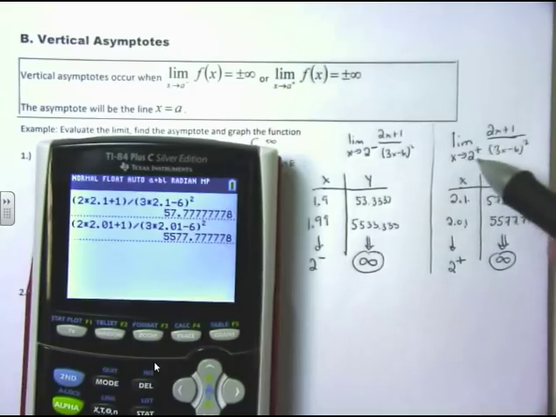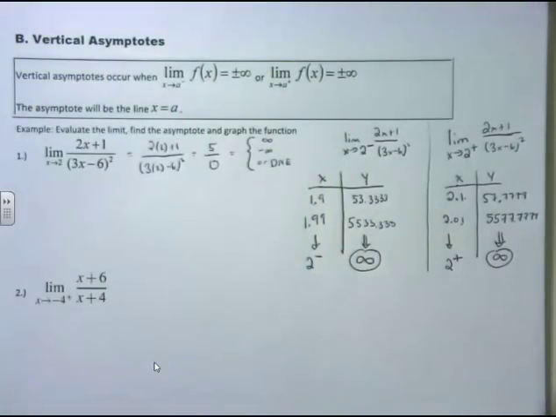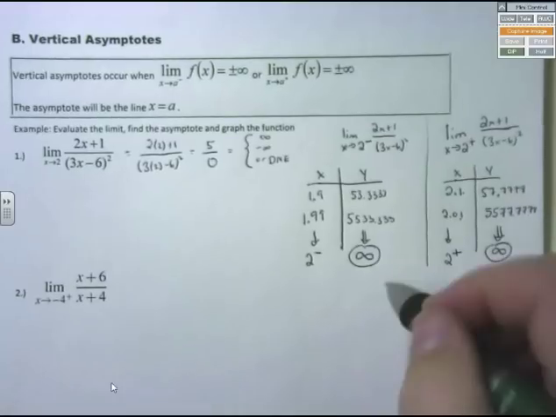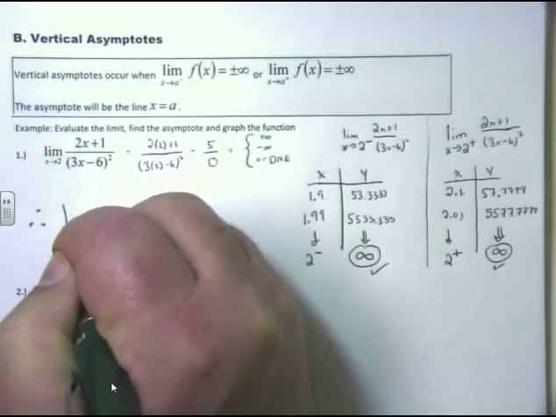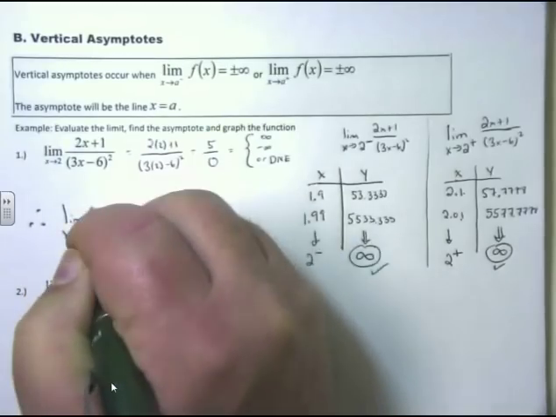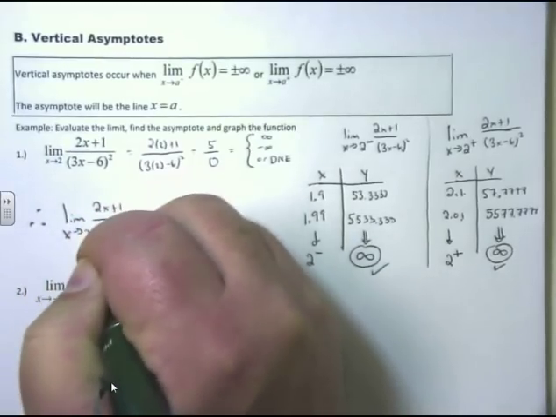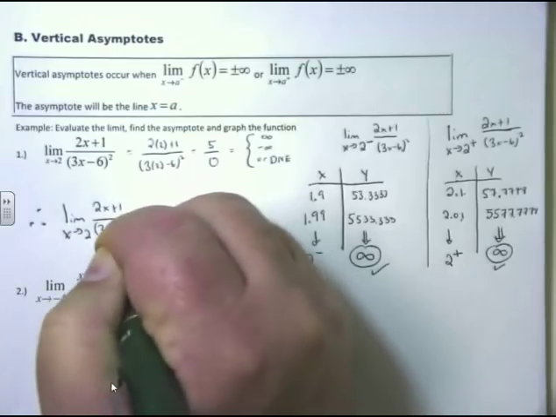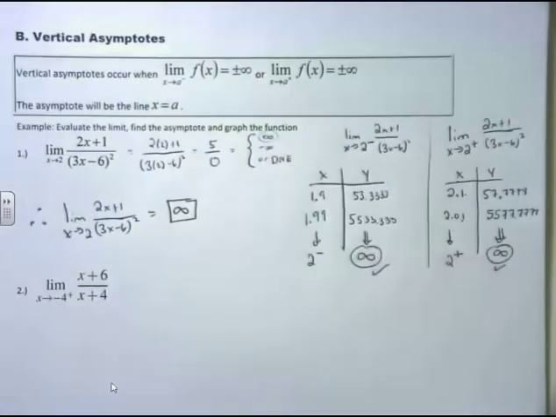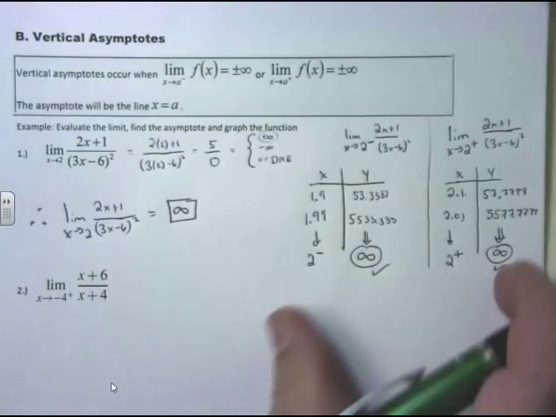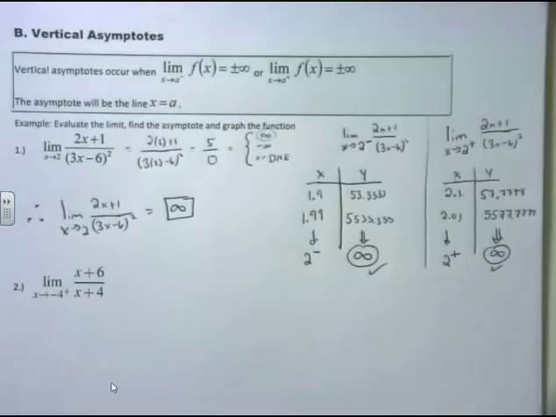Again, they're blowing up to positive infinity. So the limit as x approaches 2 from the plus side of (2x plus 1) divided by (3x minus 6) squared is positive infinity. And since the limit from the left equals the limit from the right, therefore we can say that the limit as x approaches 2 of (2x plus 1) over (3x minus 6) squared is actually positive infinity. That was the answer. But the only way to tell is, if you have to show your work, you have to do the chart work.